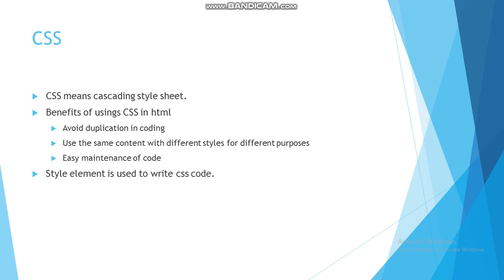Style element is used to write CSS code. So if you want to write CSS code inside HTML, then you have to use style tag. So we have to start with style tag. You can say tag or element, doesn't matter. So inside style element, we have to write type is equal to text slash CSS.